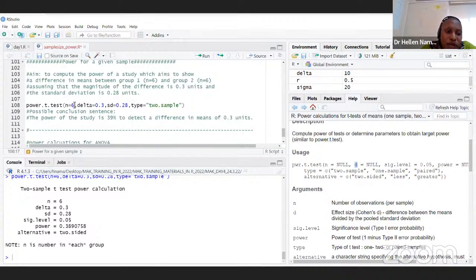What if I increase my N, let's say to 50? What is going to happen in case I run again? So you see, in case you increase your N, your power is 99. You can check, and even if you put in, for example, 80%, what is going to happen to your N? And that is how you can determine the sample size. Any question?